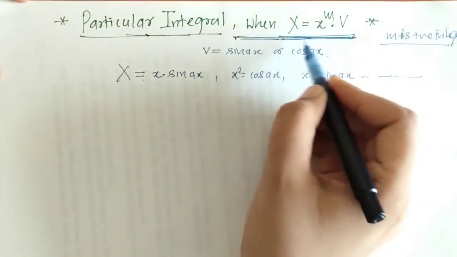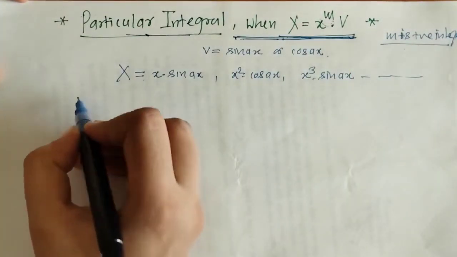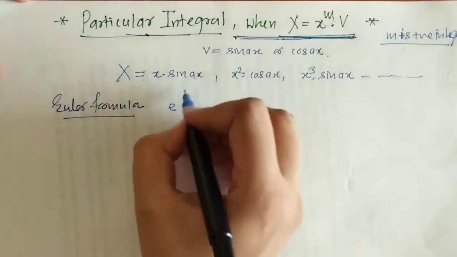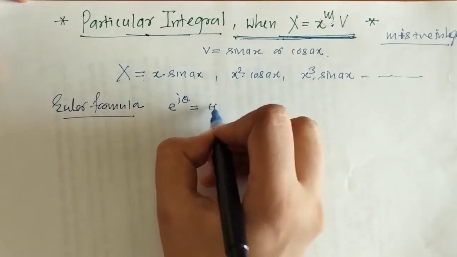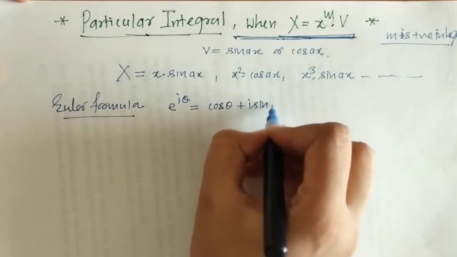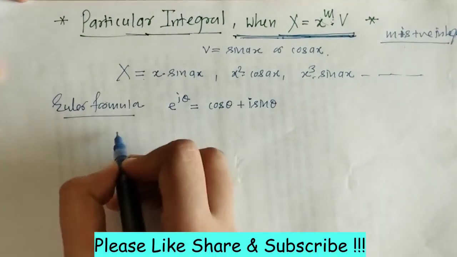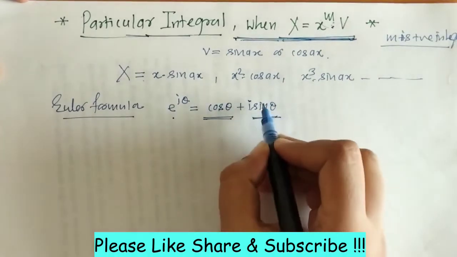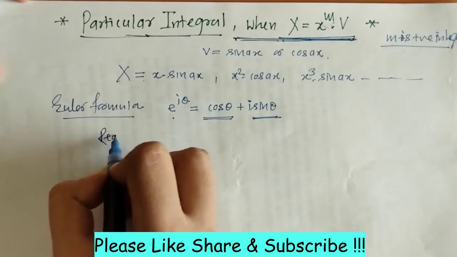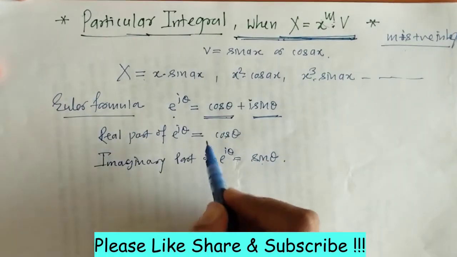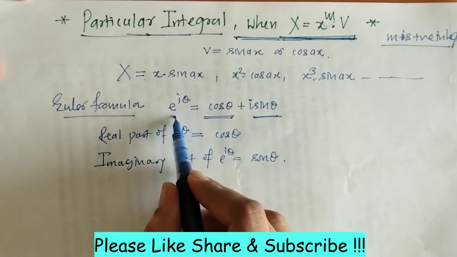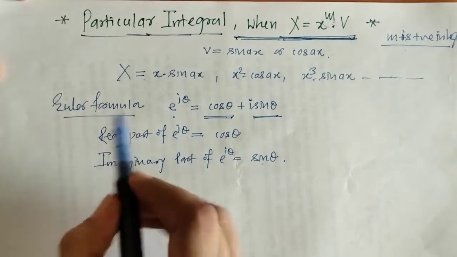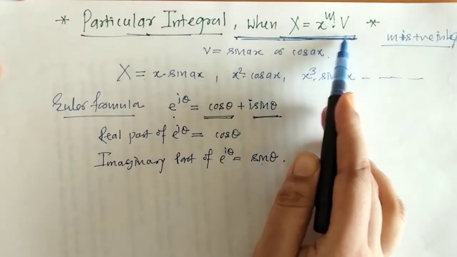Now, to know the working rule for this case, first we should note down these things. We know that we have Euler's formula: e raised to i theta is equal to cos theta plus i times sine theta. So cos theta is the real part of e raised to i theta, and sine theta is the imaginary part. Now we will see how to proceed for this case.